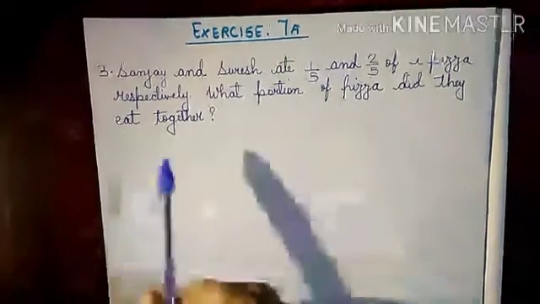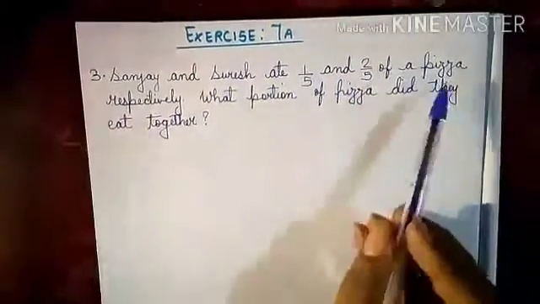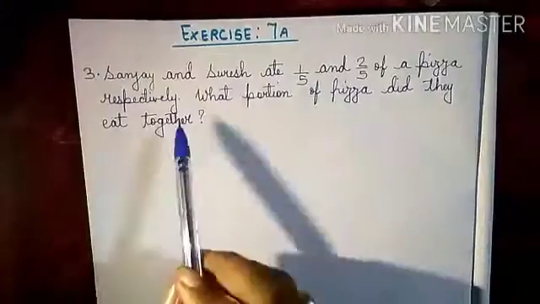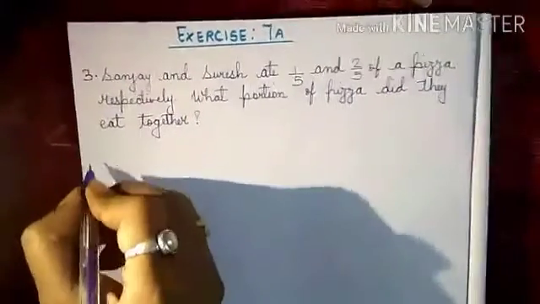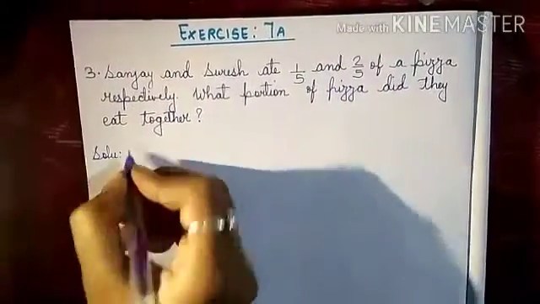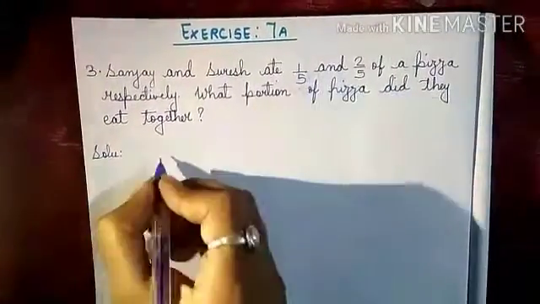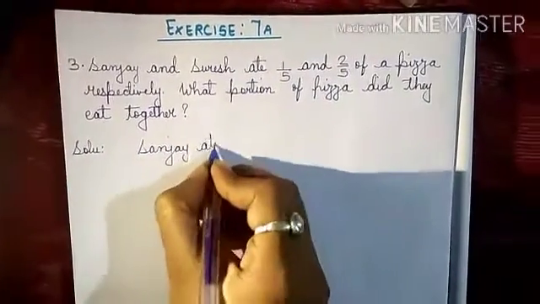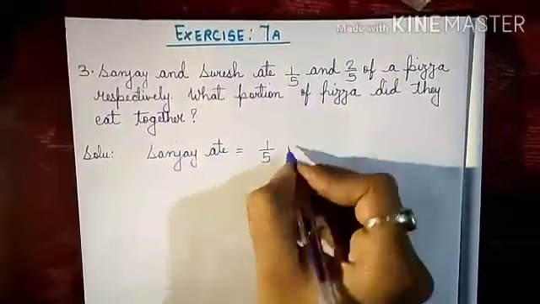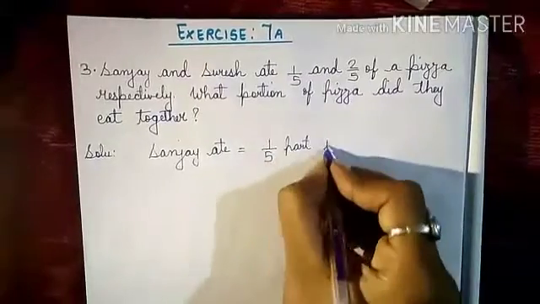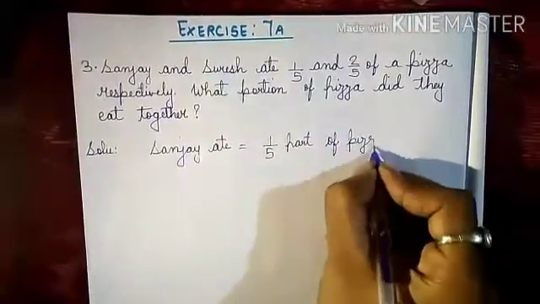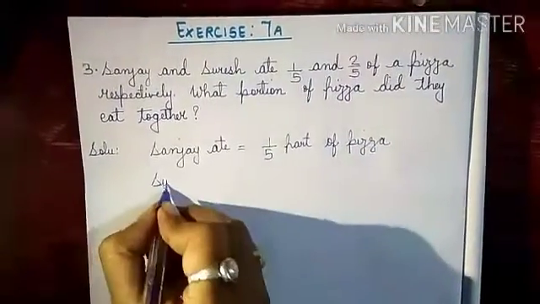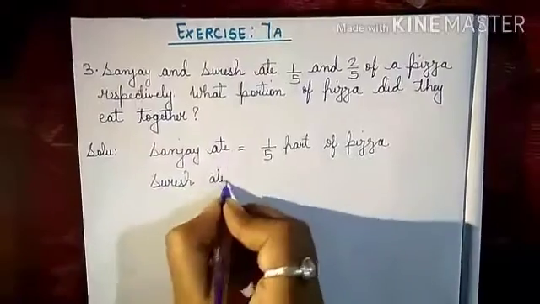Here the question is: Sanjay and Suresh ate 1 by 5 and 2 by 5 of pizza respectively. What portion of pizza did they eat together? So let's start our solution. Here Sanjay ate 1 by 5 portion of pizza. Okay, so we'll write Sanjay ate 1 by 5, and Suresh ate 2 by 5 part of pizza.